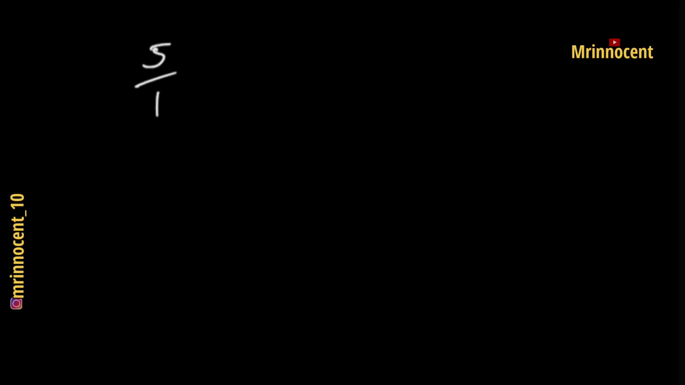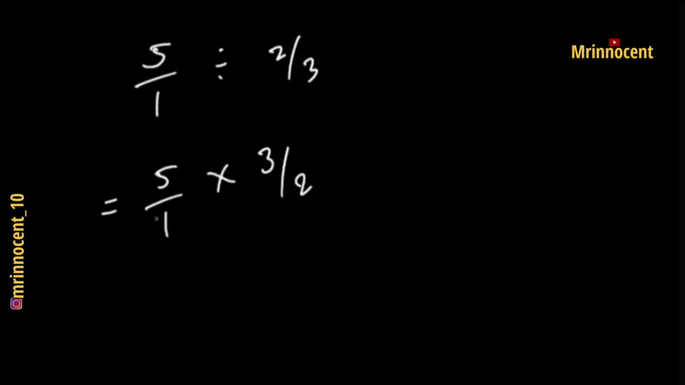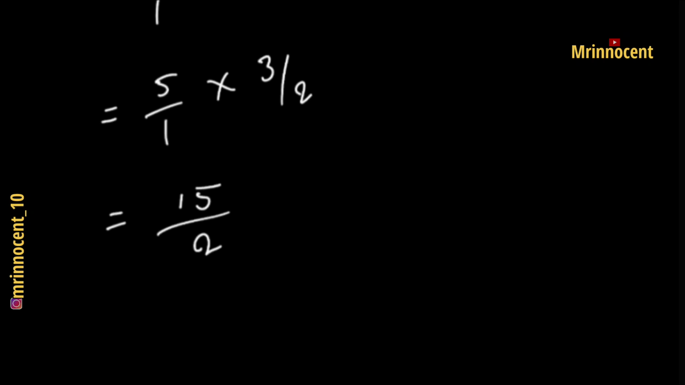5 over 1 divided by 2 over 3 is equal to 5 over 1 times 3 over 2. 5 times 3 is 15 over 1 times 2 is 2. 15 over 2 is equal to 7 whole number 1 over 2.